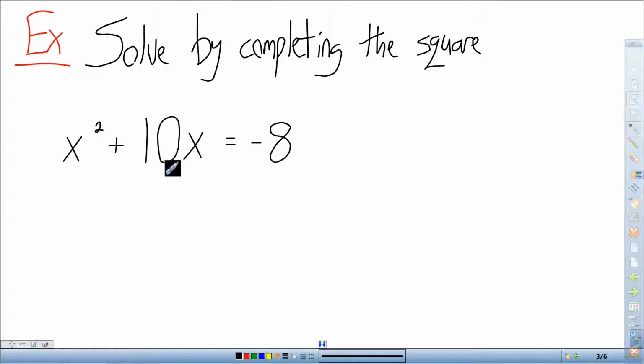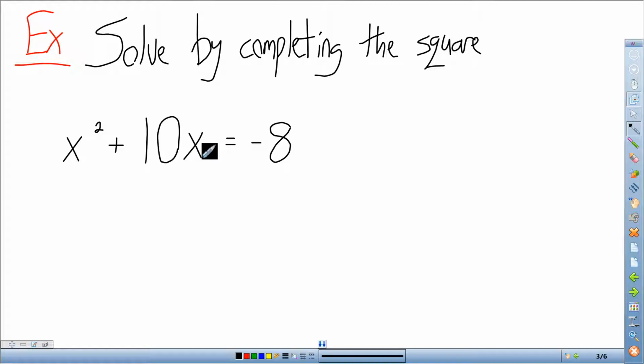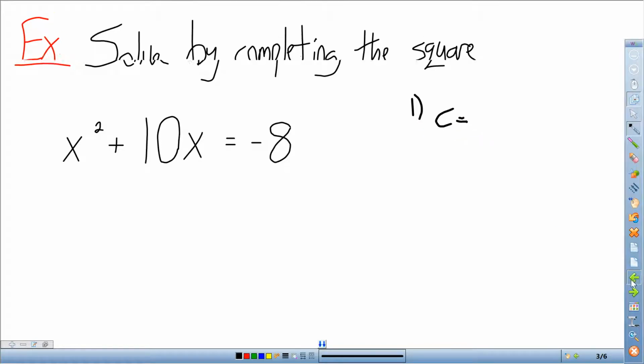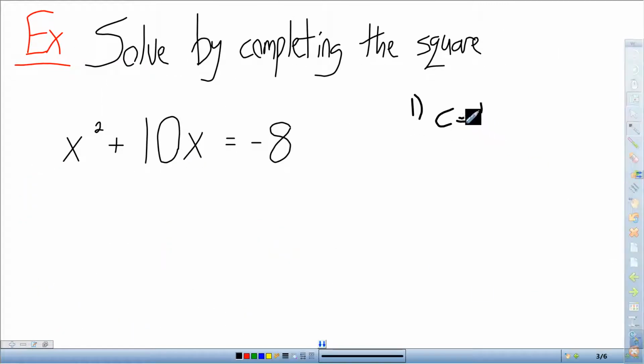So first thing to realize about this problem, I did not leave a spot for c. On this one I put plus c. Normally, that's not going to be written there. Normally, they just won't have the c value. So when we go to do our first step here, off to the side, remember, just a little reminder, c equals b divided by 2 squared. Our b value on this one is 10. So we have 10 divided by 2 squared. 10 divided by 2 is 5. 5 squared, 5 times 5, is 25.